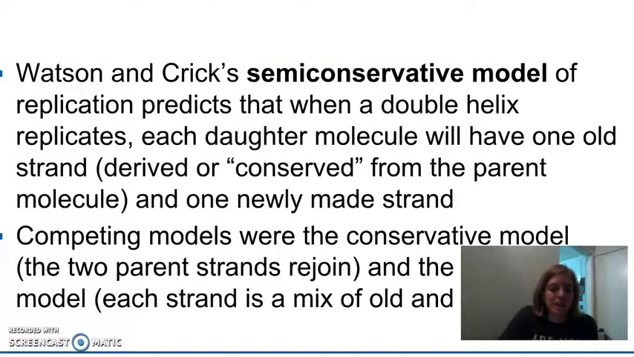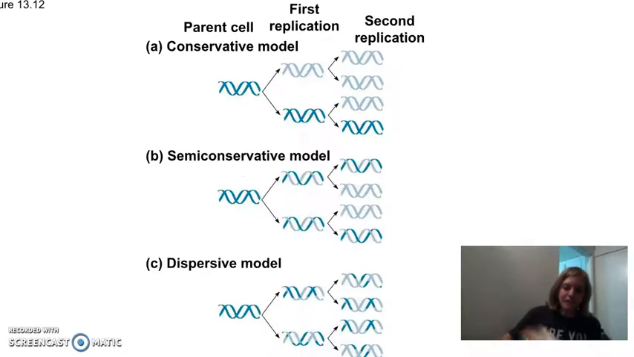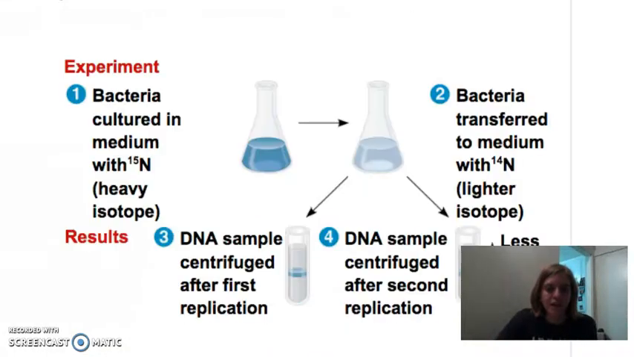This was originally hypothesized by Watson and Crick, and they believed that when the DNA molecule replicated, it would have one old strand and one new strand, hence the semi-conservative model. And as we mentioned, we already discussed some of the other ways that people thought this could have happened. And this is just another picture to show you how this worked.